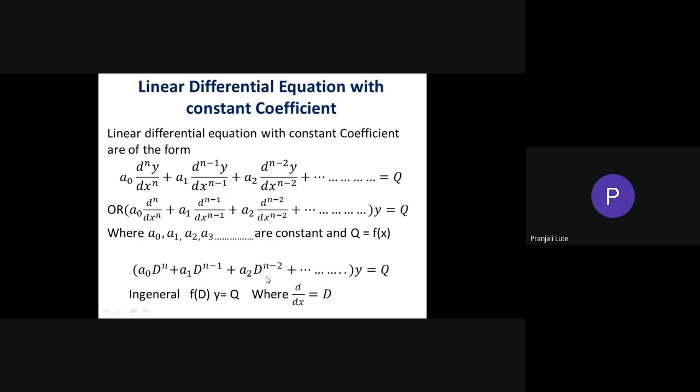So in general, we denote this differential equation with constant coefficient as f of D. Means the whole overall equation, we just denote as f of D. What is the meaning of f of D? F of D means a differential equation which is in terms of capital D. तो मैंने उसको in general denote कर दिया है f of D y equal to Q. So this is overall about linear differential equation with constant coefficient.